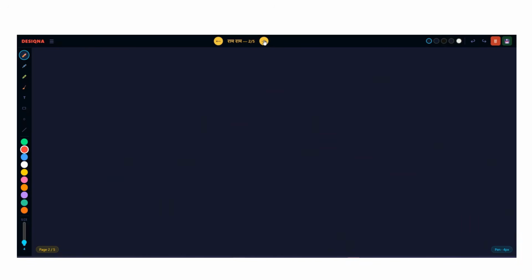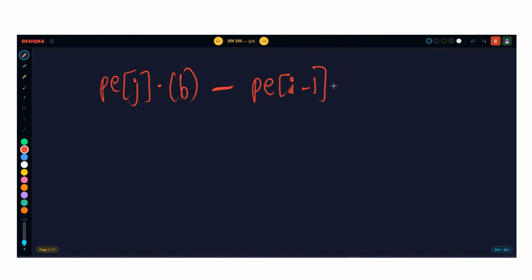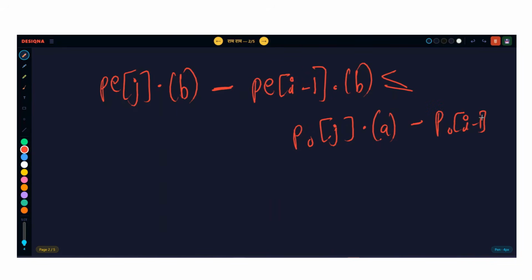So yeah, I know it is long. PEJ into B. Now you must be thinking, I came to study DSA, why are you reminding me of 11th standard JEE Mains, sir? What can we do, we have to do it, son. PEI minus 1 into B less than equal to POJ into A minus POI minus 1 into A. That's it. But guys, I have taught one thing in the hashing prefix suffix course.